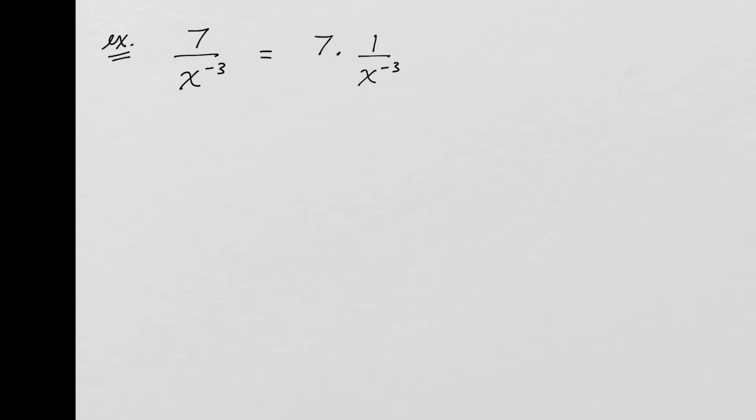But remember, the rule is I can take this, and if I bring that power to the numerator, it changes that exponent, it changes the sign. So in this case, it'll become positive 3. So 7 over x to the negative 3 is the same as 7 times x to the positive 3. The other way of thinking about it is if you take this x to the negative 3 and move it to the numerator, it's going to change the sign of the exponent.